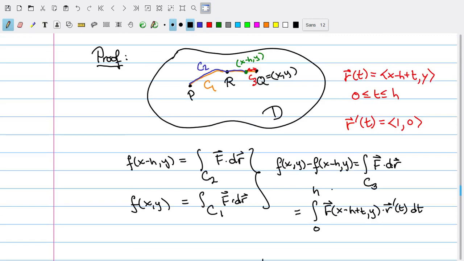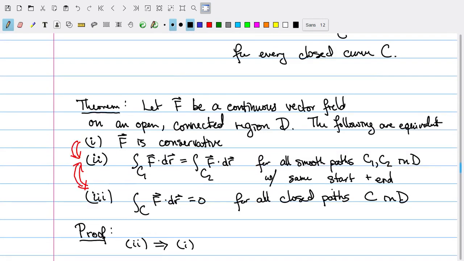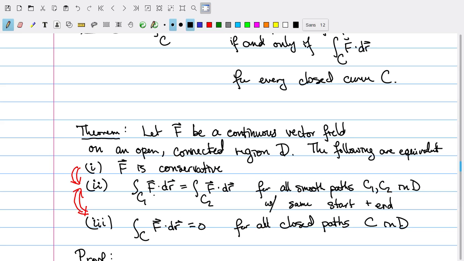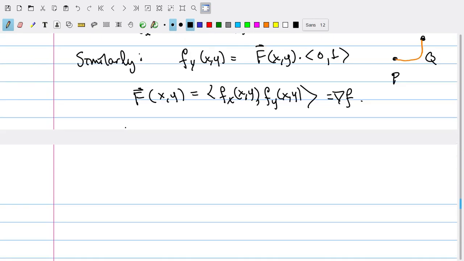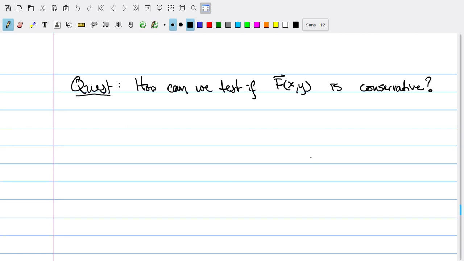So this is a really nice characterization of what a conservative vector field is. It's a vector field which satisfies one of the following properties: either it's independent of path, or it returns 0 whenever I integrate over a closed path. Of course, it's really hard to check if a vector field is conservative that way, because I can't check every integral over every possible closed path. There's just too many. So we'd like to have some other, better way to check if a vector field is conservative. So our question is, how can I test if a vector field F is conservative?